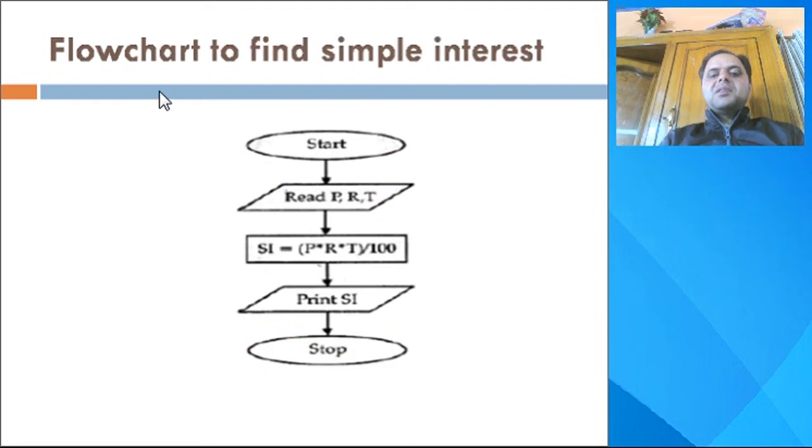Another example, for example, we have to calculate the simple interest. Start, read principal, rate, time. So we have to input principal, we have to input rate, we have to input time. Then we will calculate simple interest, that is principal into rate into time divided by 100. Then print simple interest and stop. So this is the flowchart of a problem for calculating the simple interest.